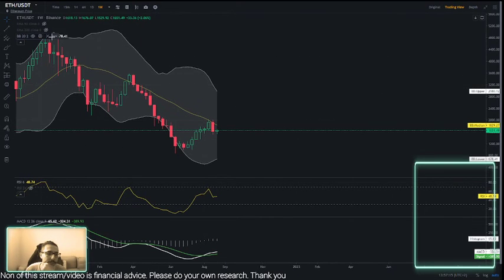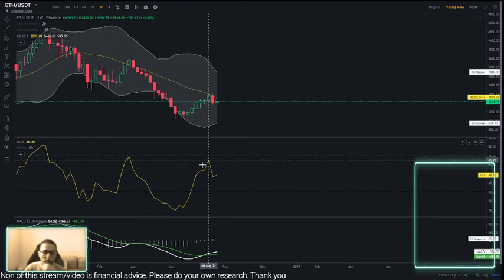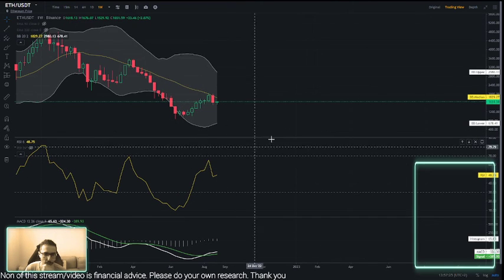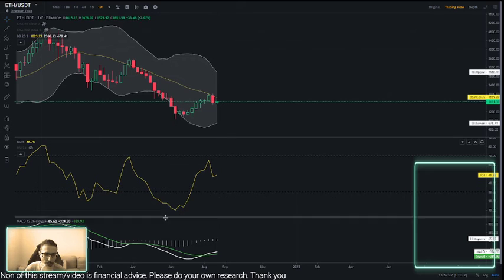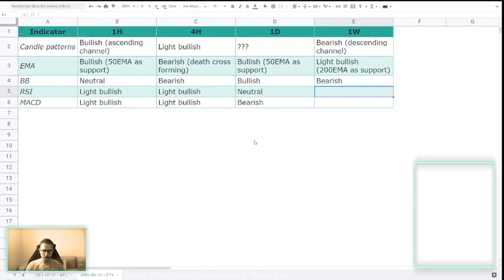Now RSI indicator, what is it telling us? So 48, again in the middle of nowhere, but going up. It appears it is going up, right? So this and this is forming something going up. I'm not very comfortable with the RSI indicator, so I'm just gonna put neutral here without any kind of conviction.